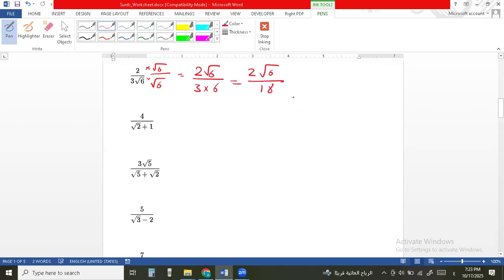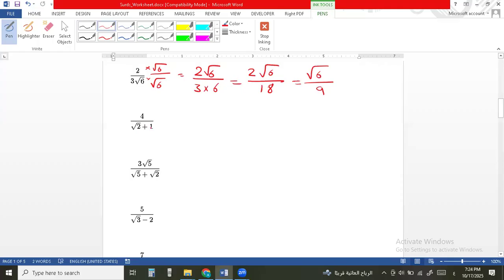You cannot leave it this way. Why, mister? Because they said in the heading of the question to rationalize the denominator, then simplify, if possible. Sometimes it's not, but in this case, it is possible. So the 2 with the 18, divided by 2, equals 1 over 9. So it is root of 6 remaining from the top over 9.